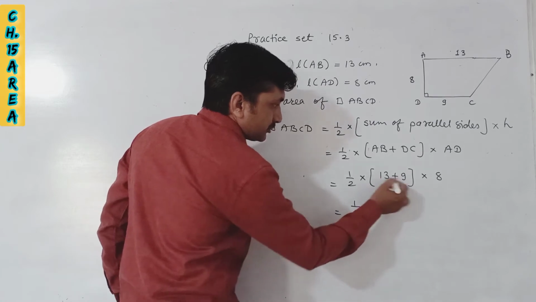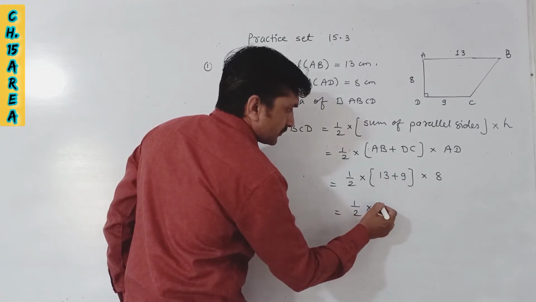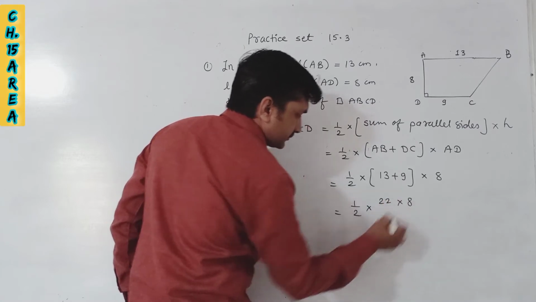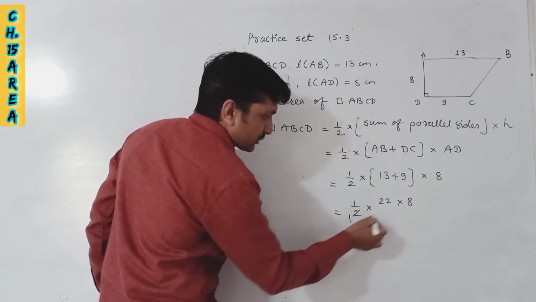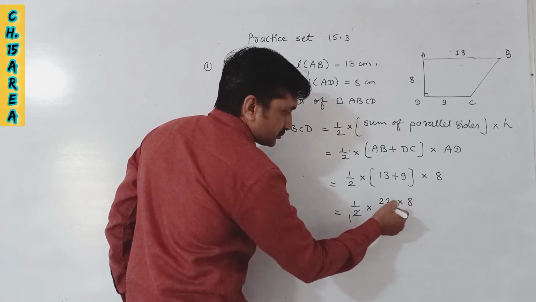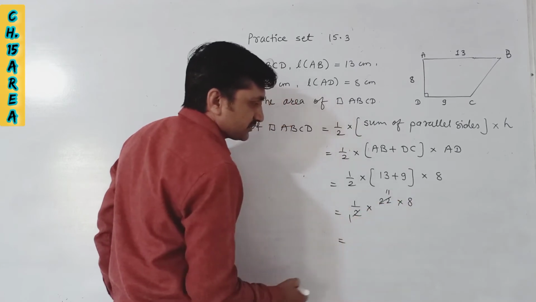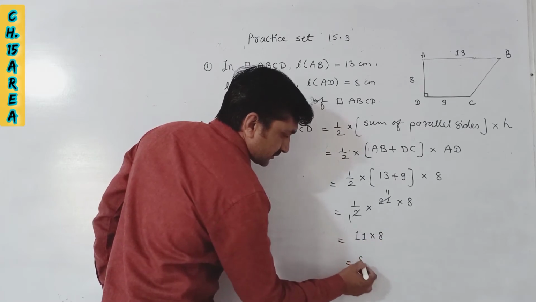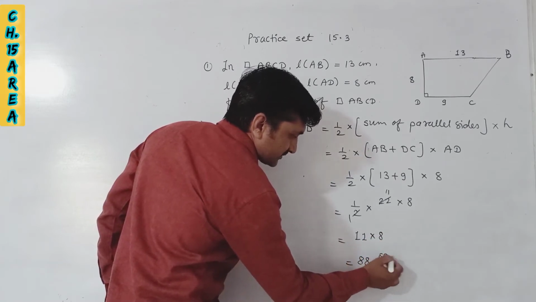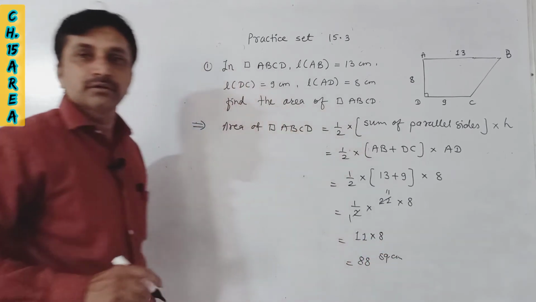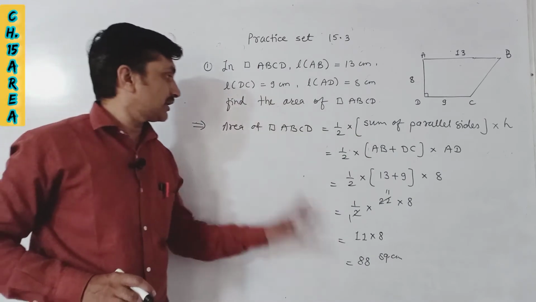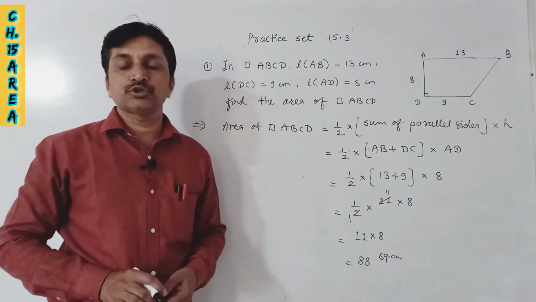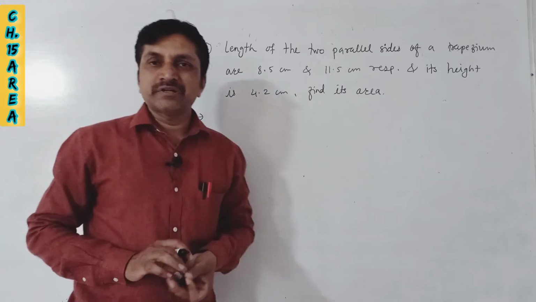Half multiplied by, here do addition first. Addition is 22 multiplied by 8. Now by 2 you can reduce 22 also and here also. If you reduce, here 11s are 11, then 11 multiplied by 8, 11 eights are 88 square centimeter. Therefore we got the answer, area of quadrilateral ABCD, that is the trapezium, is 88 square centimeter. Now let's see example number 2.